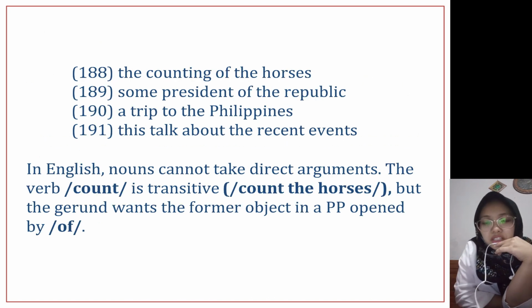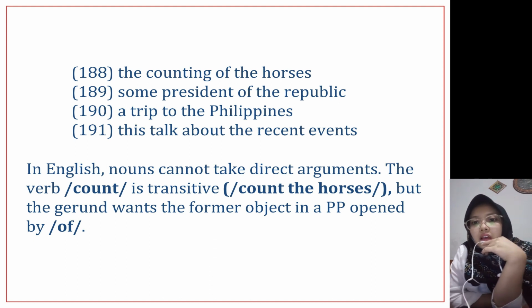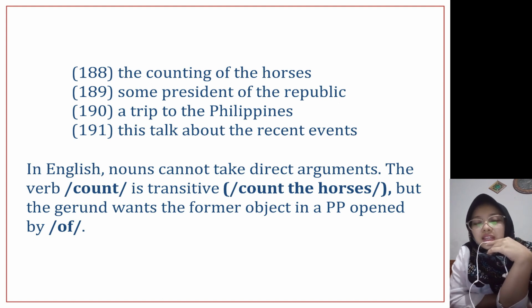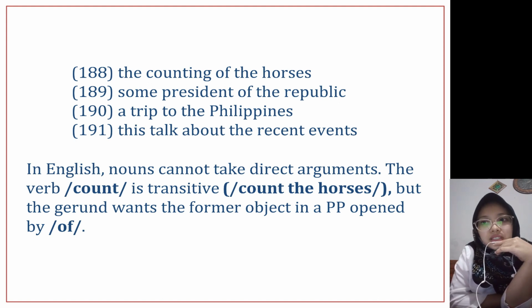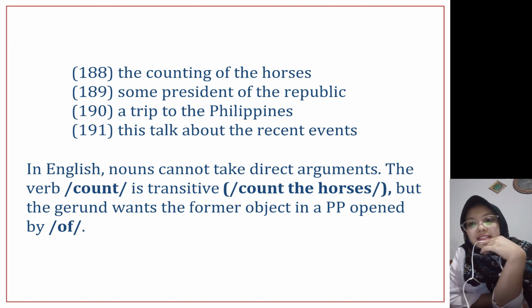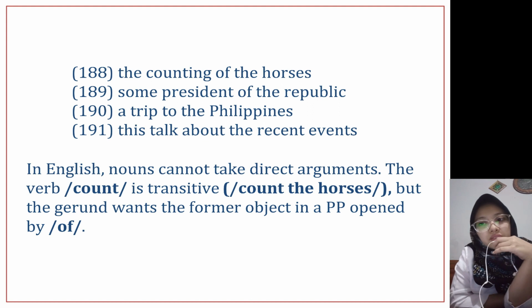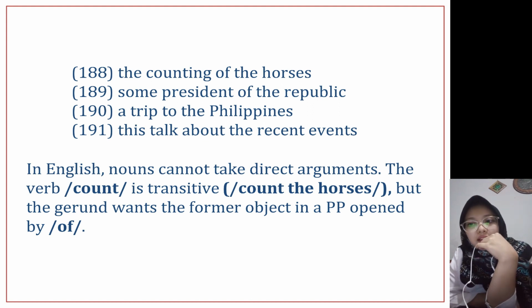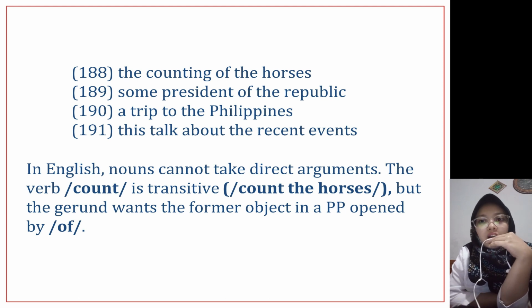There is a notational difference when we indicate that the verb count is transitive, but count the horse is not a verb. We indicate count the horse. The counting of the horses is a gerund. The gerund wants a form object in a preposition opened by of: the counting of the horses.